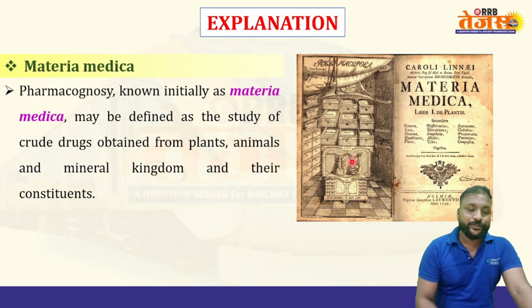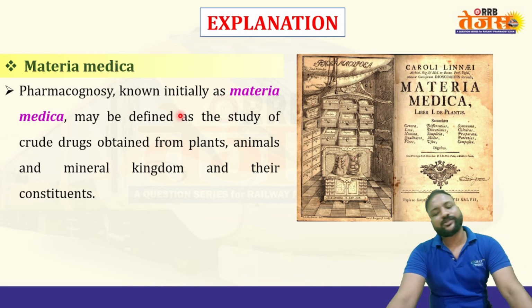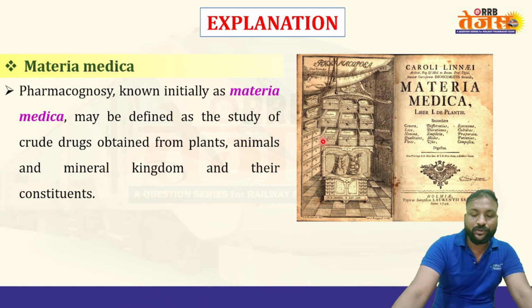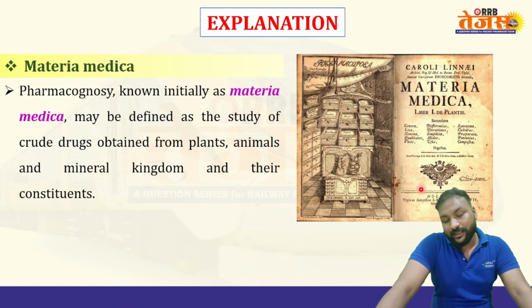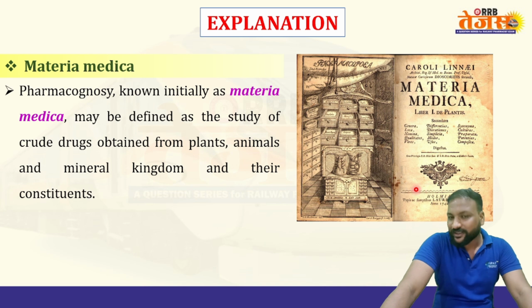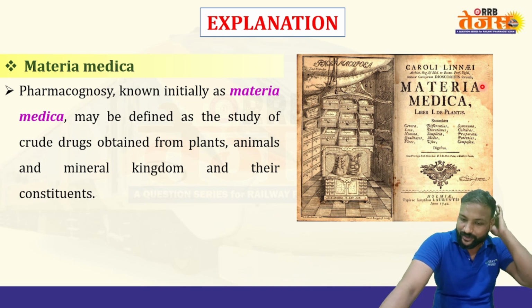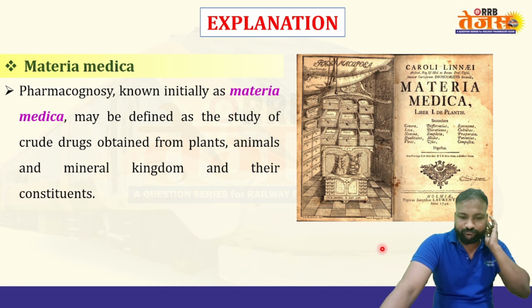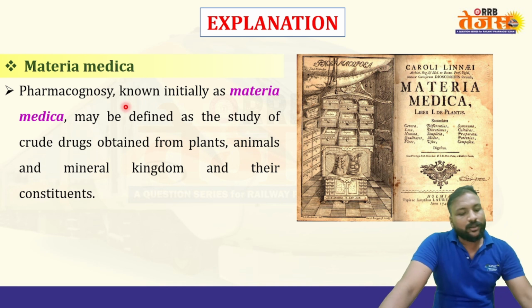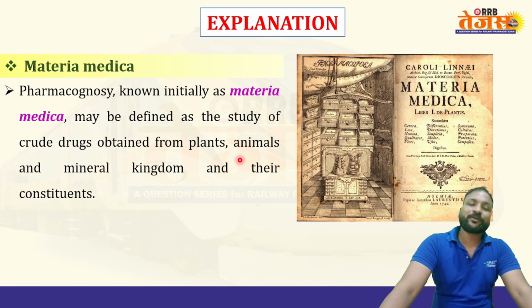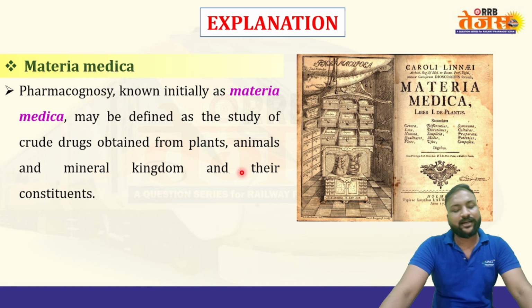So this will be the explanation. As you know, initially pharmacognosy was Materia Medica. This is a book, this is a supporting image. Pharmacognosy was initially known as Materia Medica. It may be defined as the study of crude drugs obtained from different sources like plants, animals, minerals, microbes, and other sources.